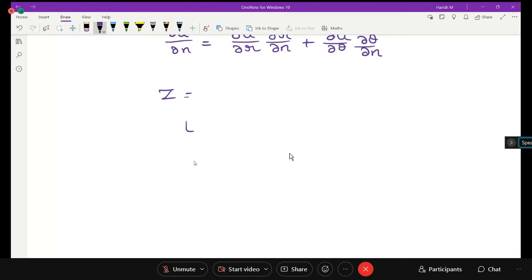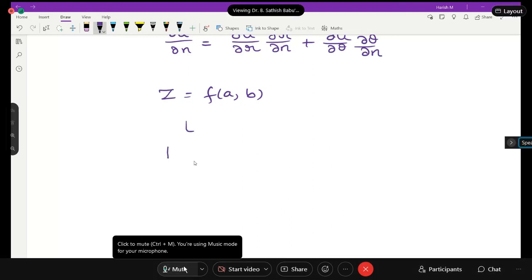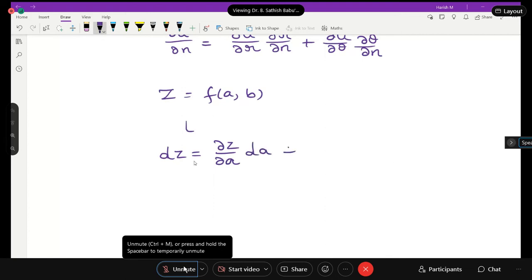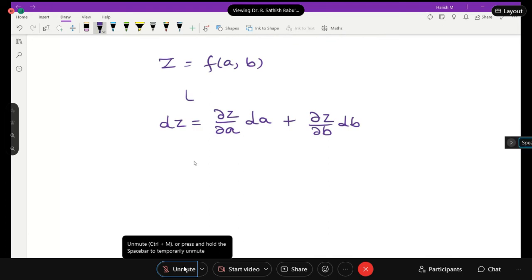Now let us take z is a function of a and b. How do I write total differential for this? Am I audible? My question is, for z equals f of a comma b, how do you write the total differential? dz is equal to dou z by dou a into da plus dou z by dou b into db. Done.